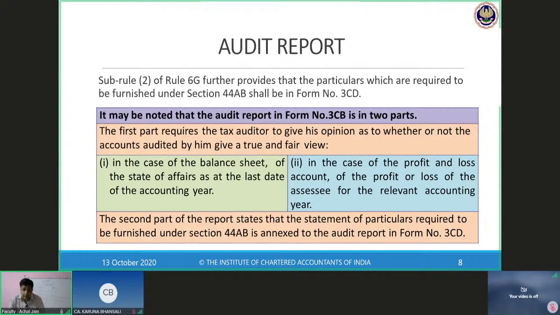Audit report in the format, that is form number 3CB, can be split into two parts. Let's see what those two parts are. The first part will require the tax auditor to give his opinion as to whether or not accounts audited by him give a true and fair view, and the other part will be talking about the particulars of form number 3CD.